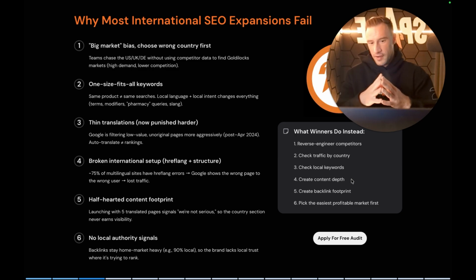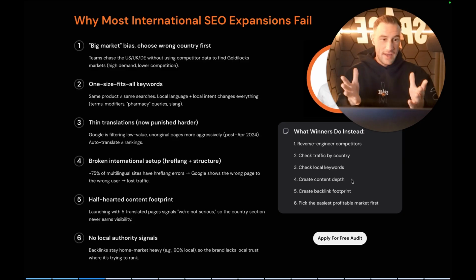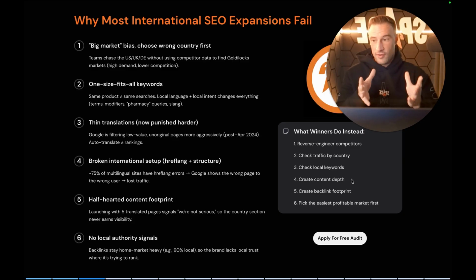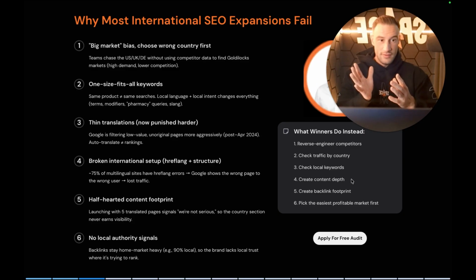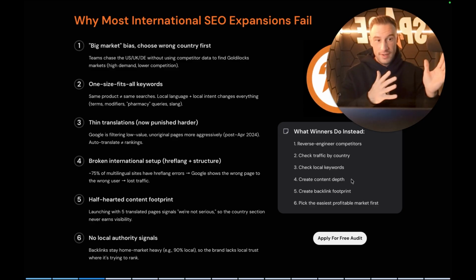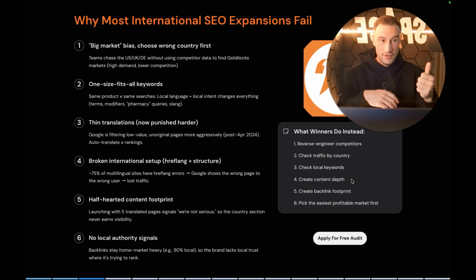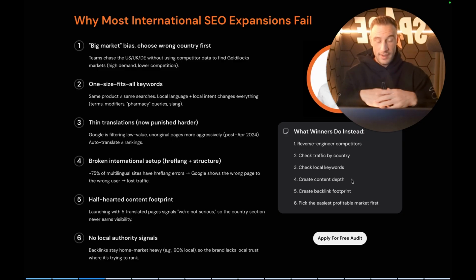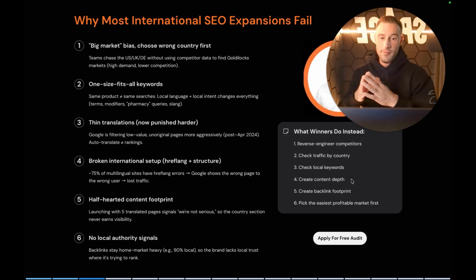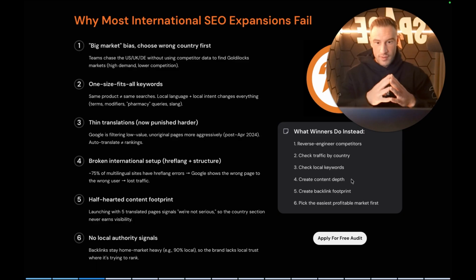And then another thing that we're seeing is a half-hearted content footprint. So you can imagine that the content strategy in a country like Germany can significantly be different than, for example, targeting a country like the UAE, because people search differently, they have different cultural nuances, they have other questions because it's way hotter in the UAE than in Germany, for example, in relation to a product or a product category. And this is very important to look at.